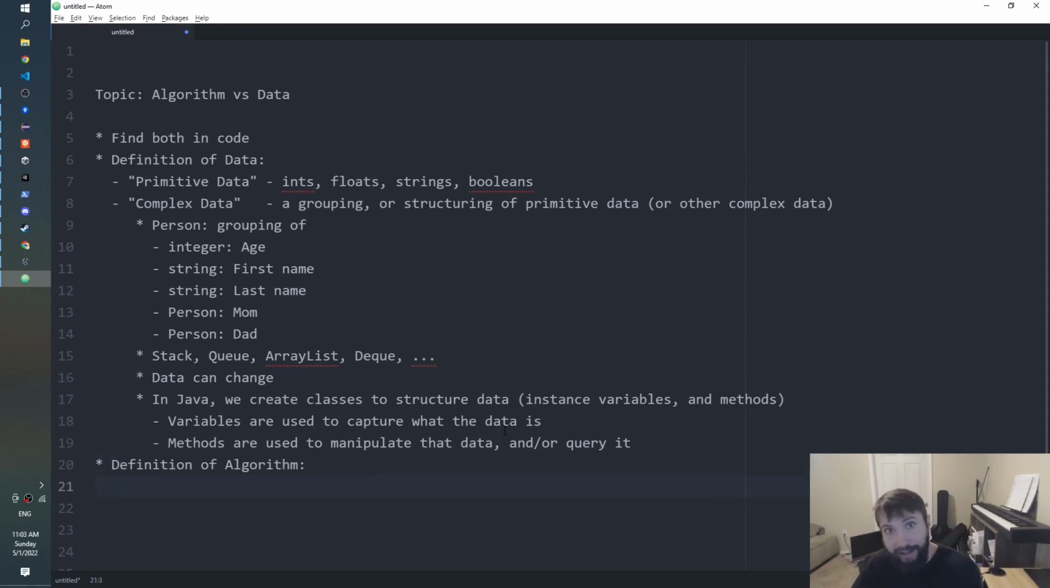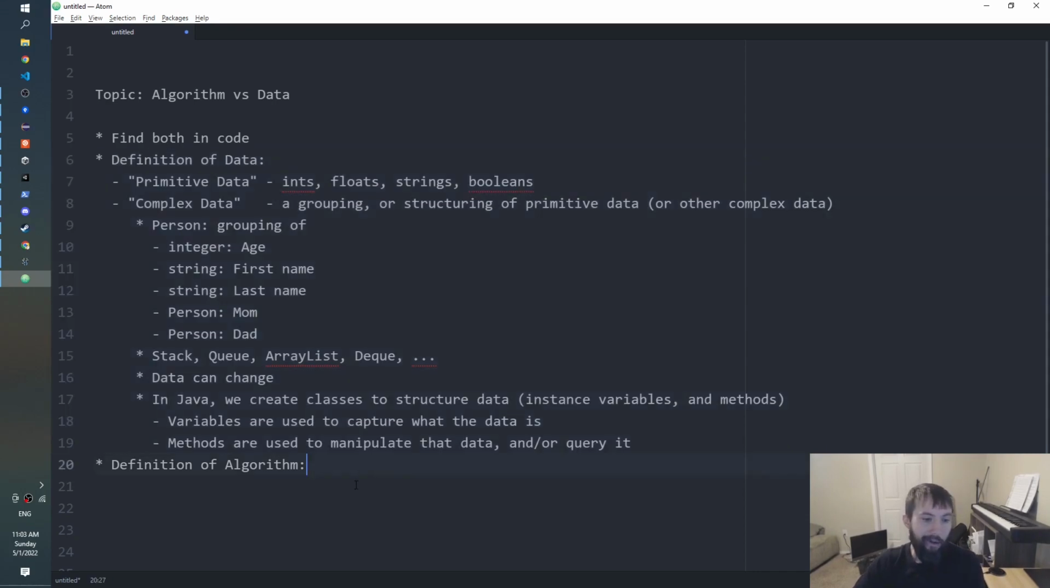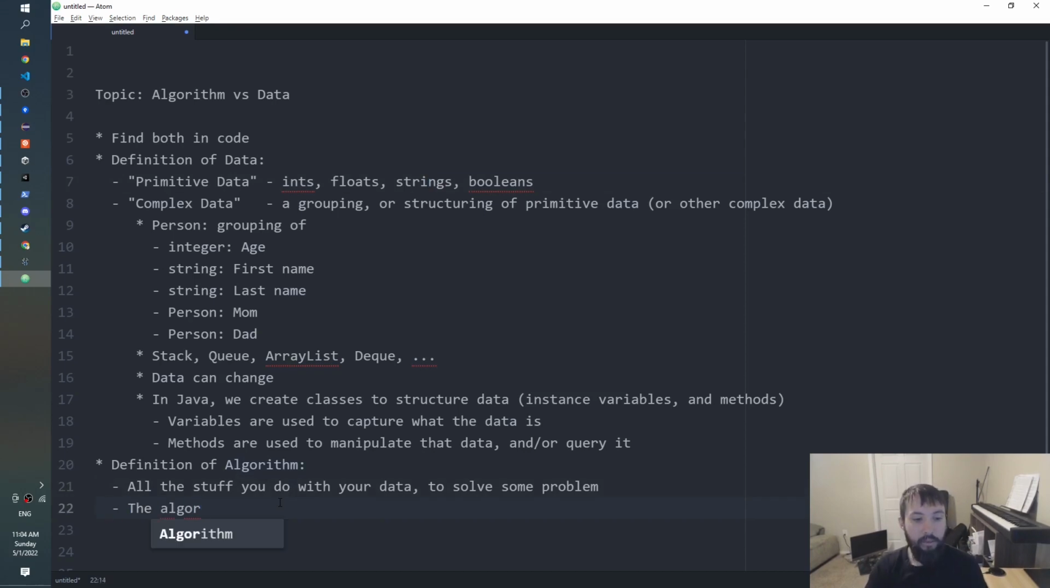If we were to define algorithm in terms of our current definition of data, I think a pretty good definition would be all the stuff you do with your data to solve some problem. So the particular algorithms you write are always tied to the data that you're working with. Let me write that down. The algorithms you write are tied to the data you're working with.